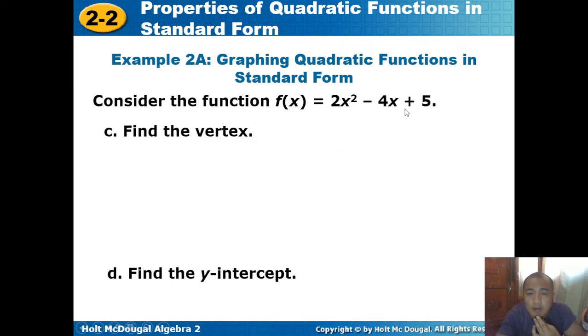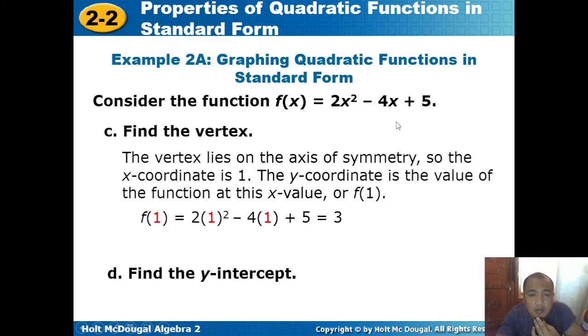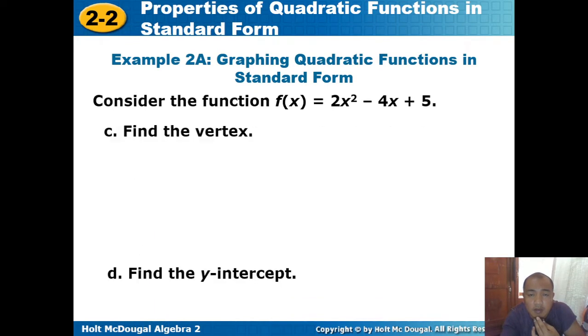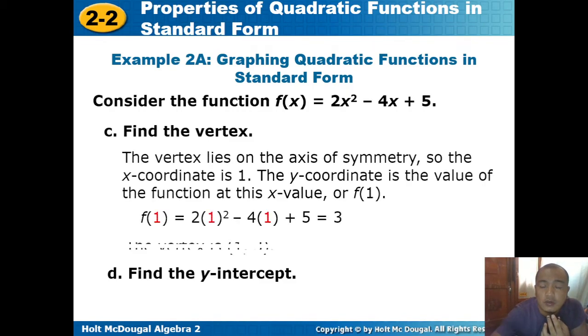How about here? Find the vertex. The vertex lies on the axis of symmetry. So the x-coordinate is 1. Same quadratic function. So since h is 1, we will now substitute this to the original quadratic function. So 2 times 1 squared minus 4 times 1 plus 5 equals 3. So therefore, the vertex is at (1, 3).